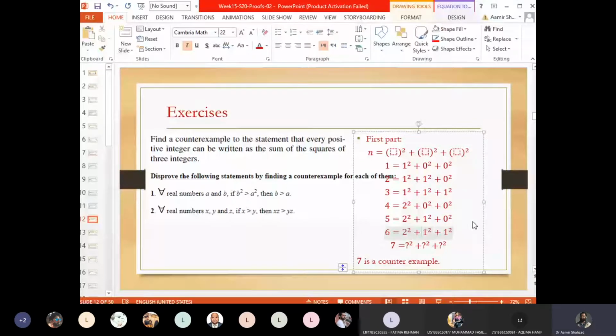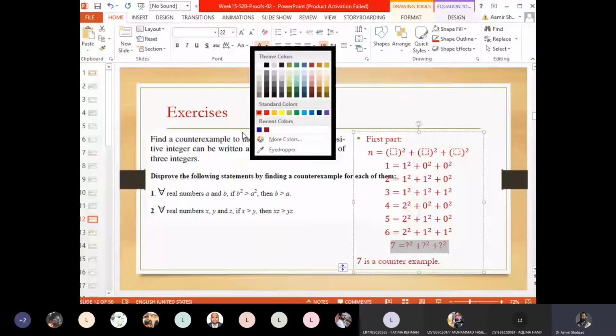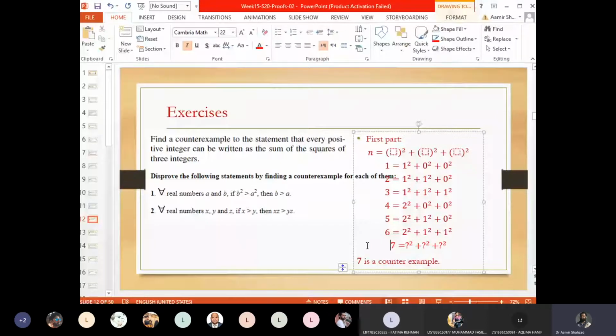How about 7? 7 को हम क्या लिख सकते हैं इस फॉर्म में? For 7, if we write down 3 square, 3 square is going to be 9. 3 square तो exceed कर जाएगा. We cannot use 3 square. 2 square plus 1 square plus 1 square is 6. अगर 1 square की जगह हम 2 square use करते हैं तो 2 square plus 2 square is going to be 8. तो ये 7 से exceed कर जाएगा.